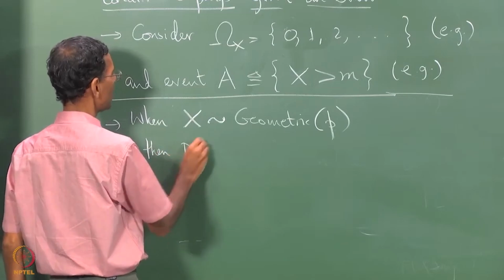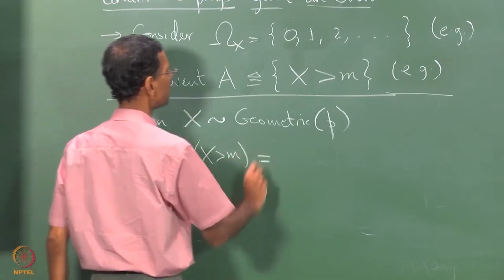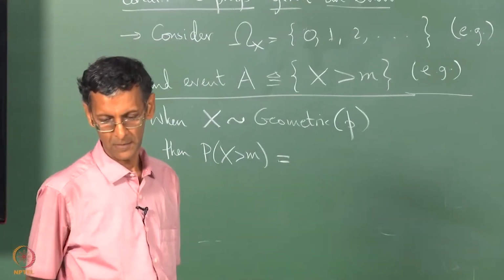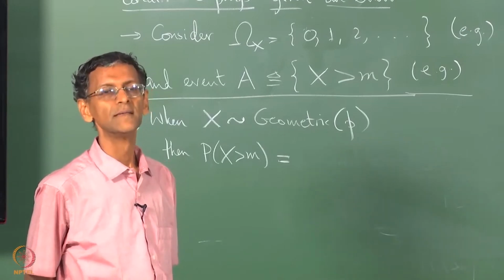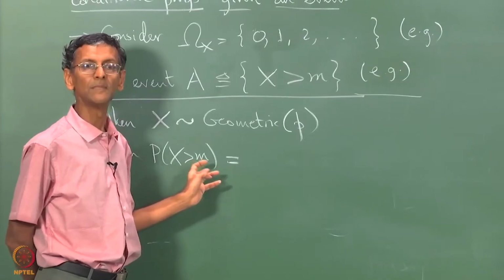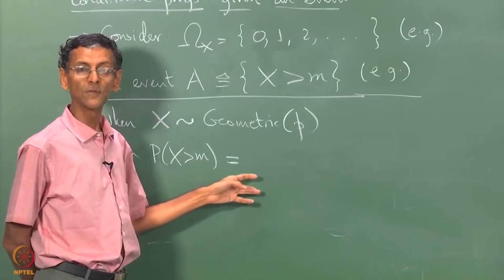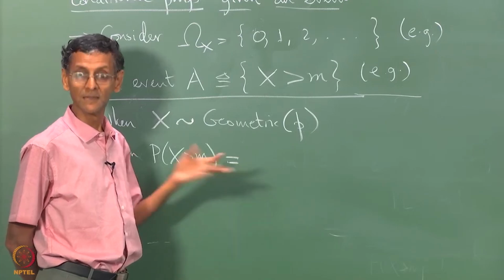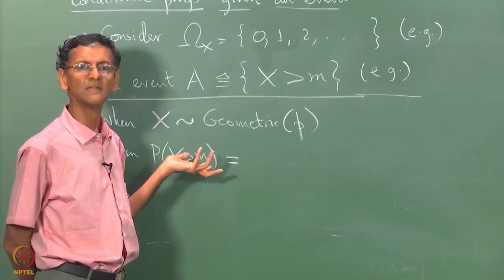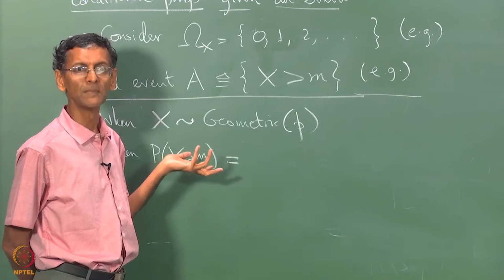Now, when x is geometric p, what is the probability that x is greater than m? This we already did. This means no success in the first m trials. x starts only from 1, not from 0, but that does not matter. You can always say that 0 has 0 probability, it is not an issue. But what is this for any m? We have a nice closed form expression, no? We did this earlier, last week I guess. It is (1 minus p) to the power m.